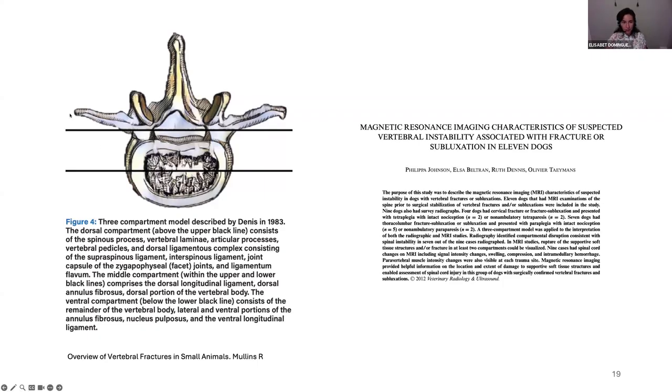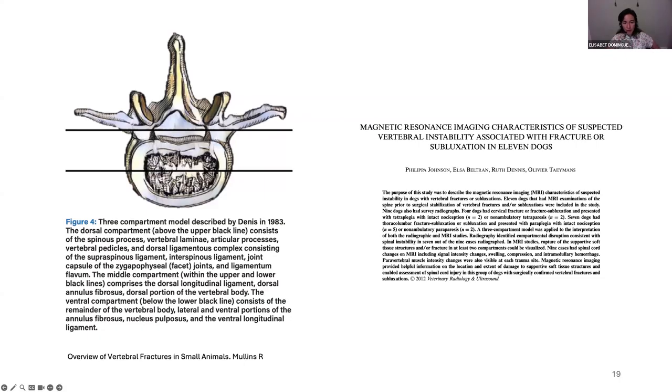As I mentioned before, if we're seeing the vertebra here in the transverse plane, the dorsal compartment will be on the top, the middle compartment in the middle, and then the ventral compartment at the bottom. Dorsally, we have this part of the arch, the spinous processes, the lamina, the pedicles, and also all the ligaments that live in that area.